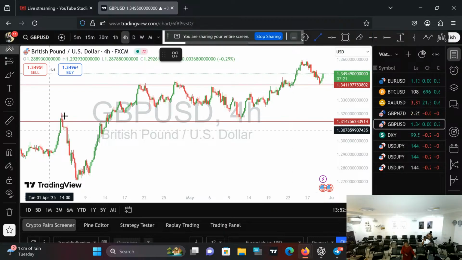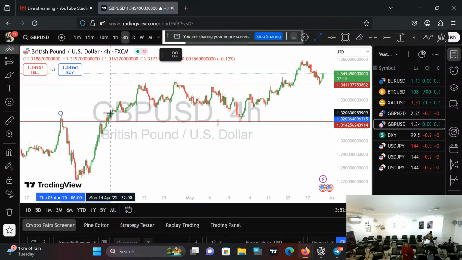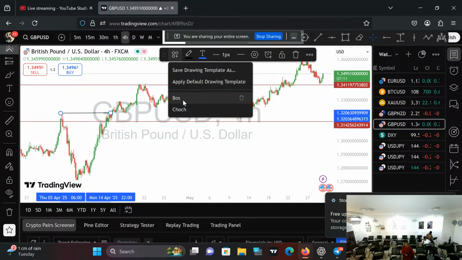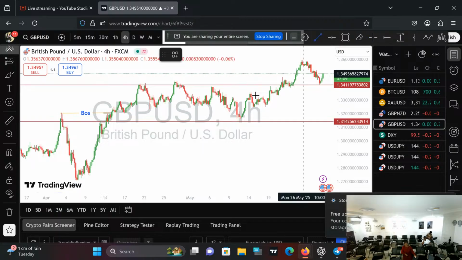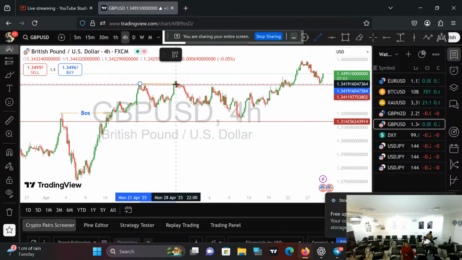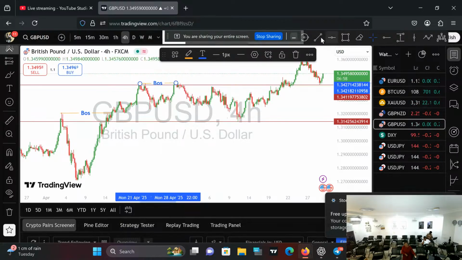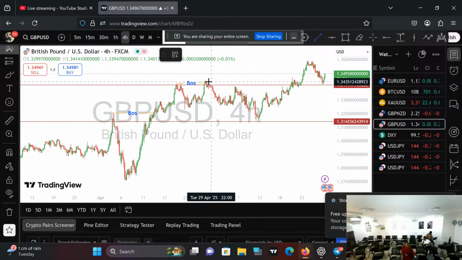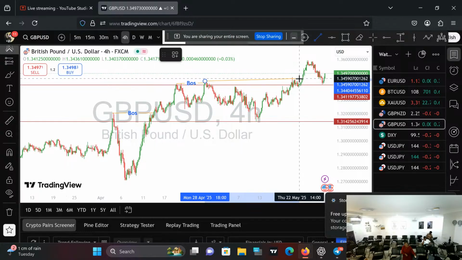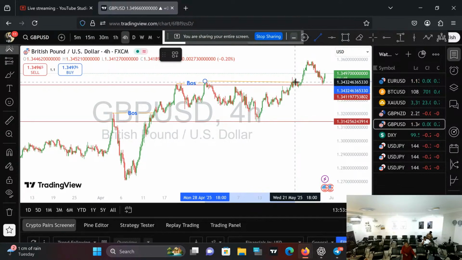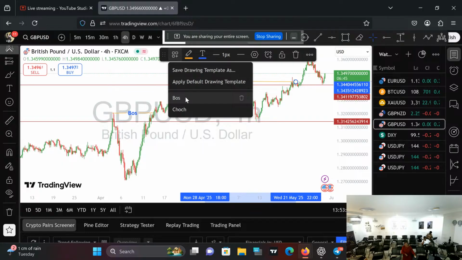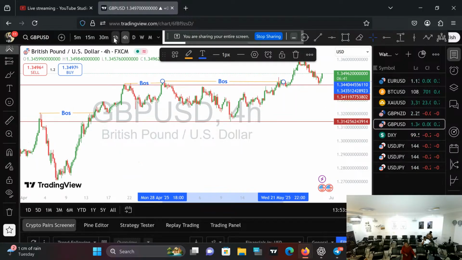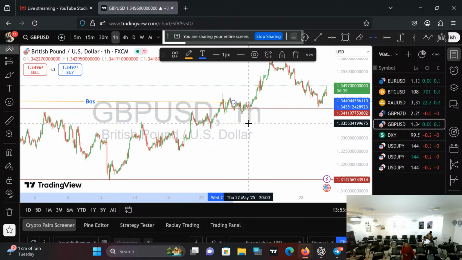You can see that here the market grew, we have a break of structure here. We have a break of structure there. And then we have another break here. It's another break. And then we have another break here. Remember, on the 4 hours, another break here. And we can scale down now to the 1 hour time frame.